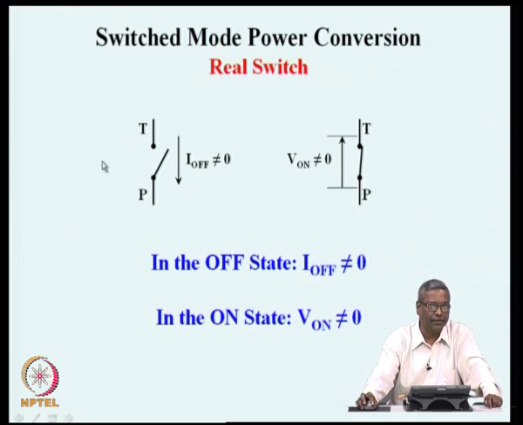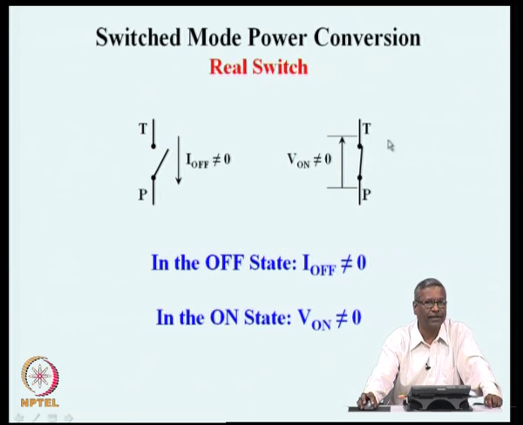So, what we see here is the first real characteristics of the switch. What we had seen as the off state current and the on state voltage, which were 0 in the ideal switch, in the non-ideal or real switch, both these quantities are non-zero. When the switch is off, some small leakage current will be flowing from throw to the pole or pole to the throw, one way or the other. This leakage current will not be 0, and this off state current we say is not equal to 0.